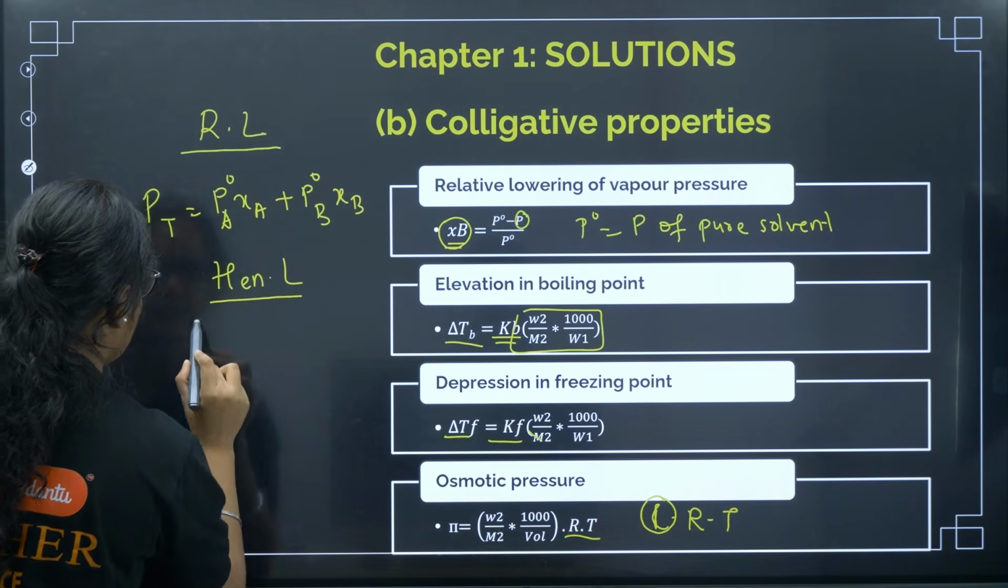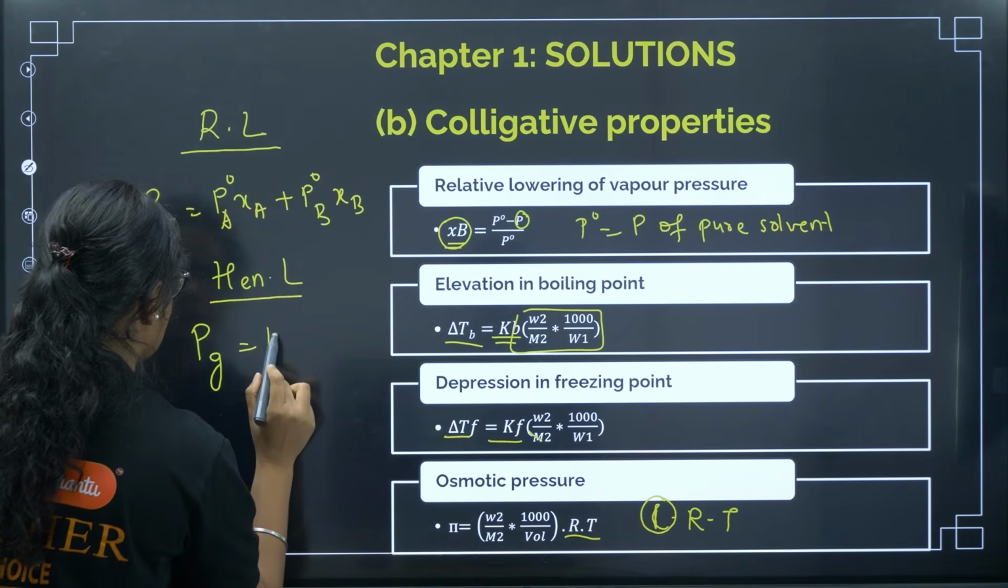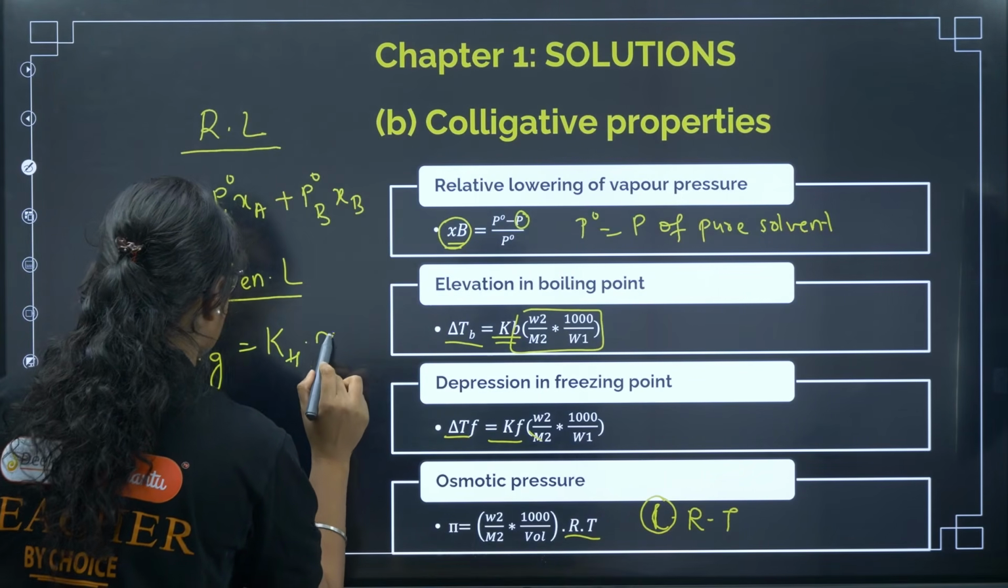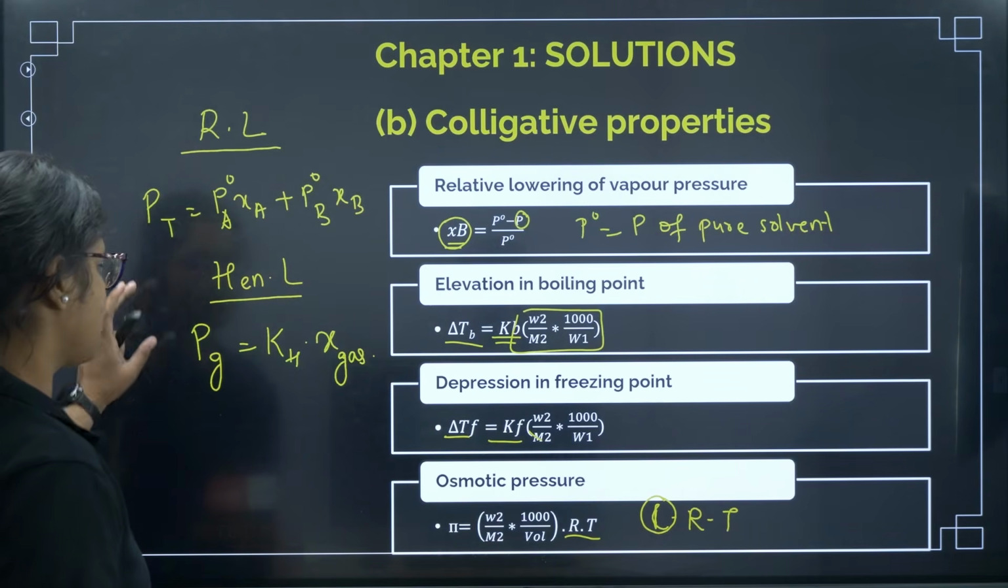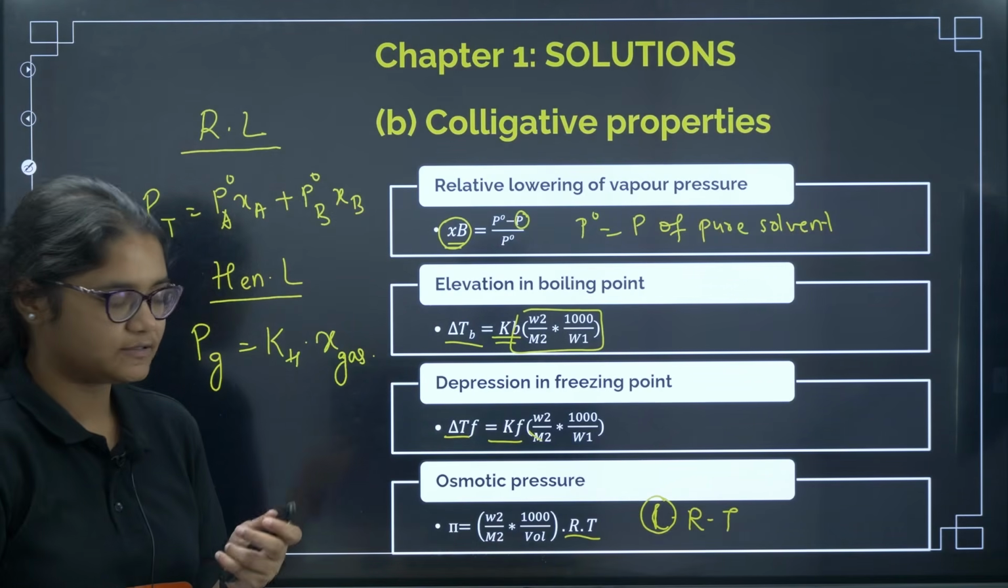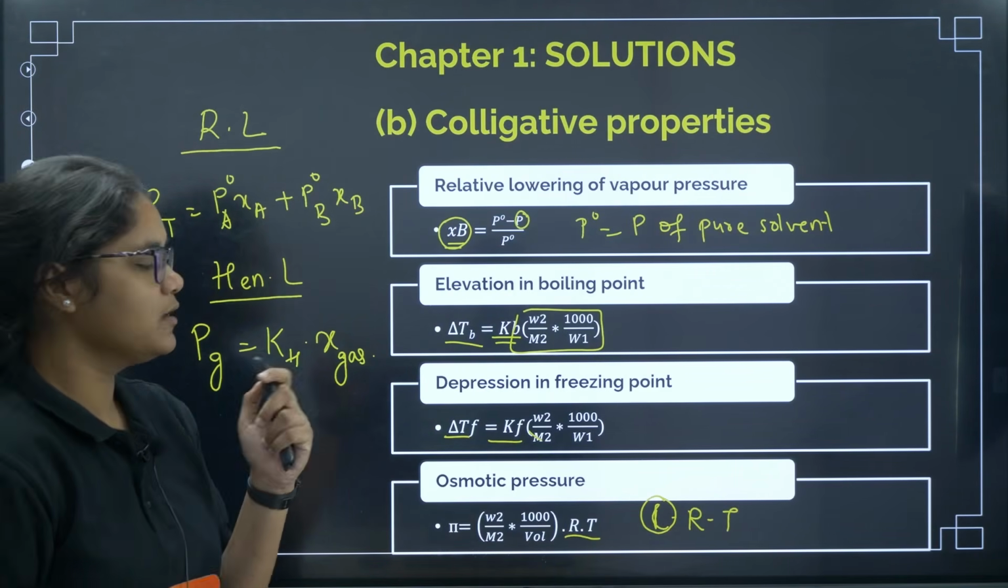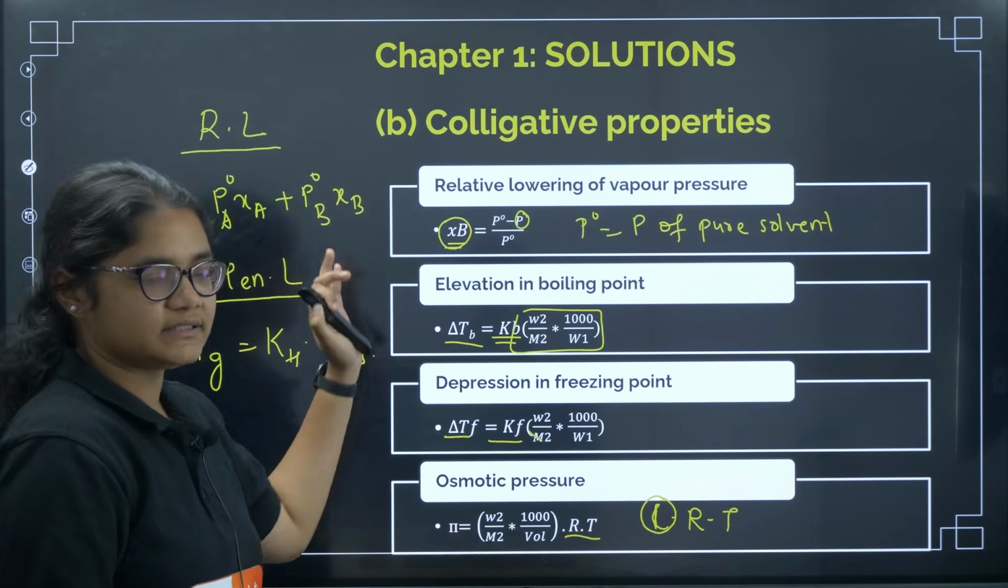According to Henry's law, pressure of the gas is equal to Henry's constant Kh into mole fraction of the gas. So these two formulas are also widely used. Questions are asked from here, but colligative property is the major part, like most of the questions will be from this part.